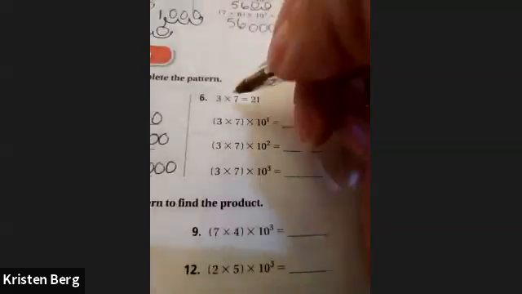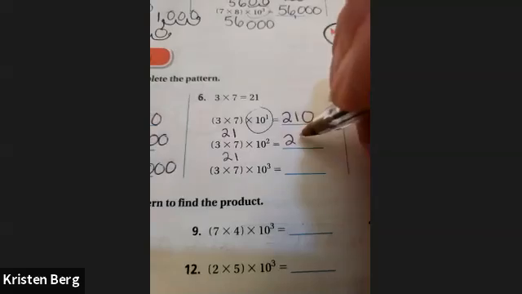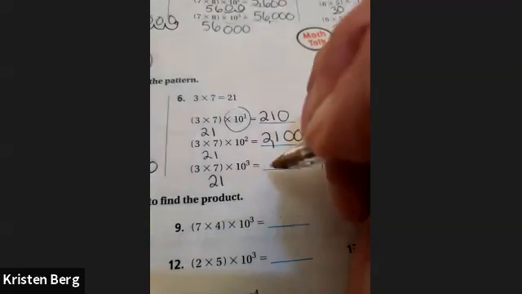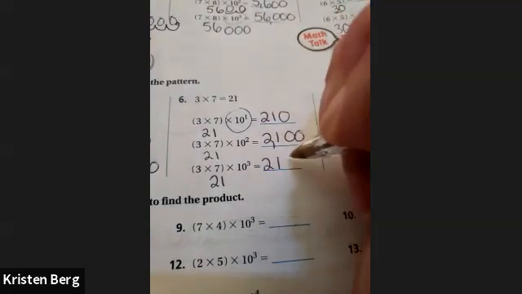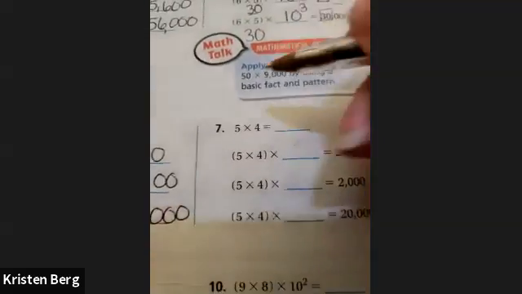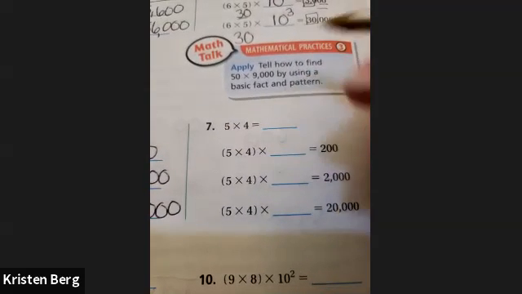This one, you should have done, it's already telling you it's 21. So it is 21, and then this 10 to the first power just says add a 0. Same thing here, this is 21, then add 2 zeros. So it'll be 2,100. Then this one is 21, and now you add 3 zeros. So that would be 21,000.